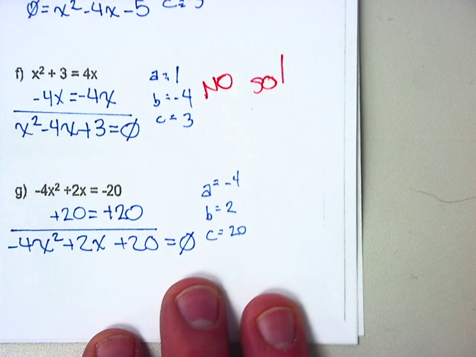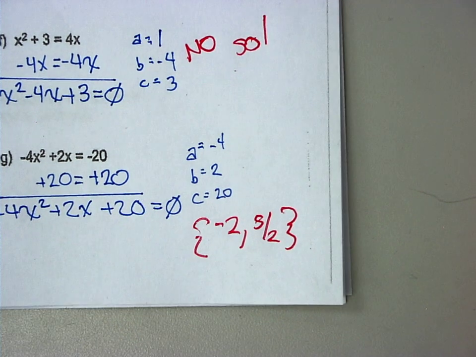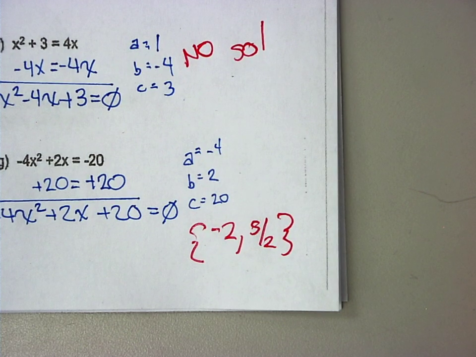And then for G, the solution you should get would be negative 2 and 5 halves, or 2.5. So that's page 47. Go ahead and watch the next video to get the notes for page 48.